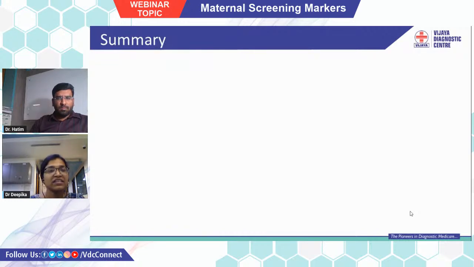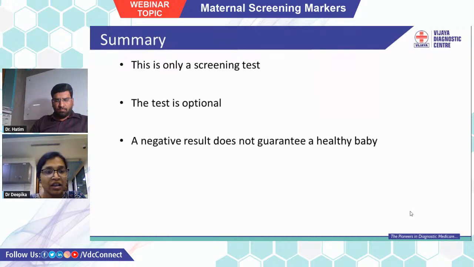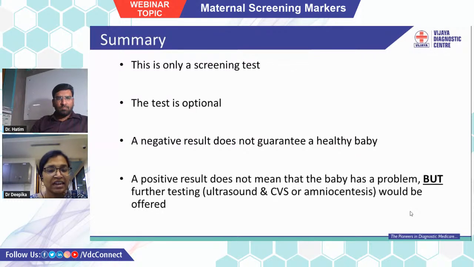The take-home message is, this is just a screening test and the test is optional. A negative result will not guarantee a healthy baby, since this is not a diagnostic test, it's just a screening test. And a positive result doesn't mean the baby has a problem, but we can do further testing like chorionic villus sampling or amniocentesis.